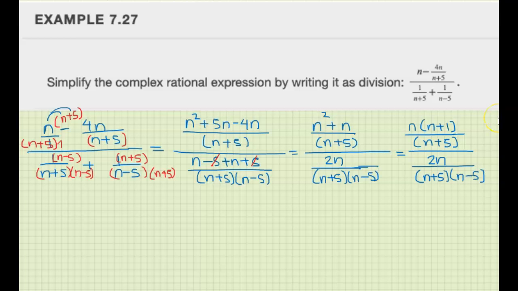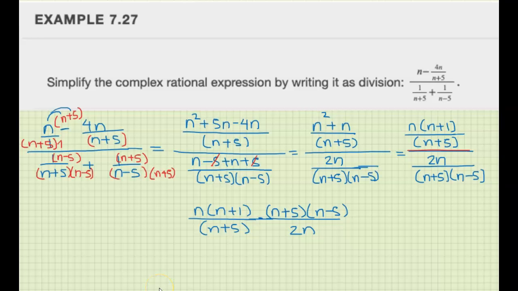Alright, good. Now we deal with the division, right? So this bar in the middle means top fraction divided by the bottom fraction. So the top fraction gets written the same way as it is. Alright, the bottom fraction we are going to multiply by the reciprocal. So that flips over. We have n plus 5 and n minus 5 divided by 2n. So multiplication means you basically just mush them together.